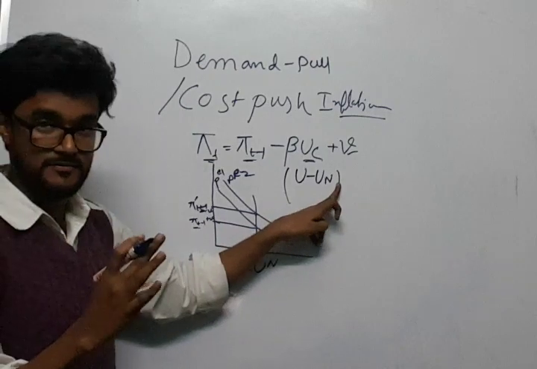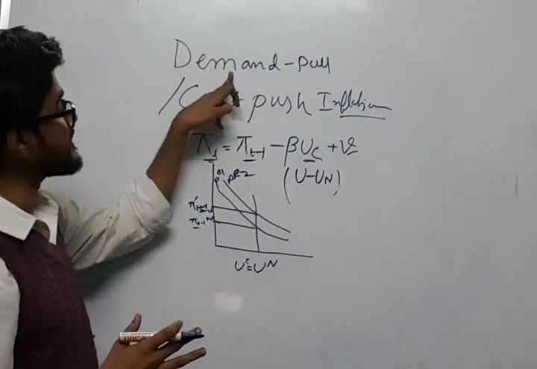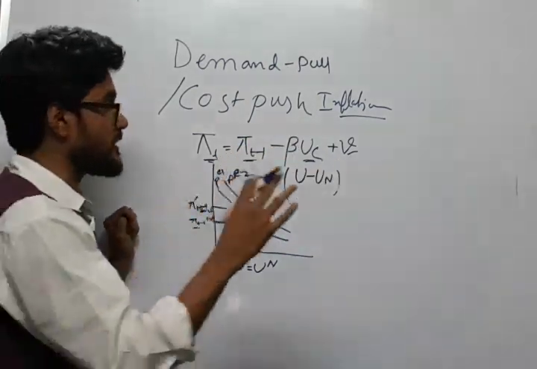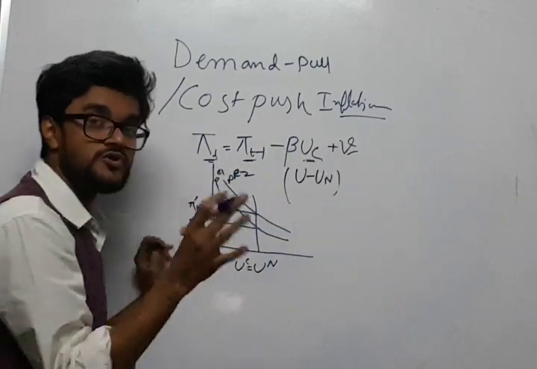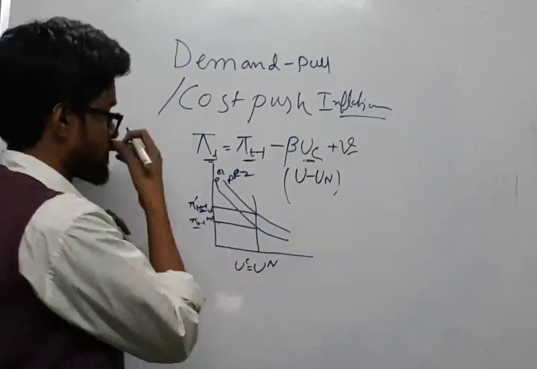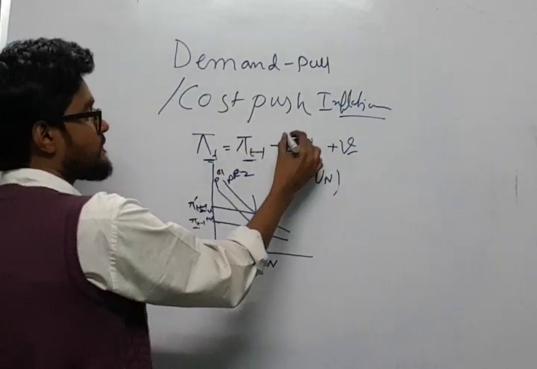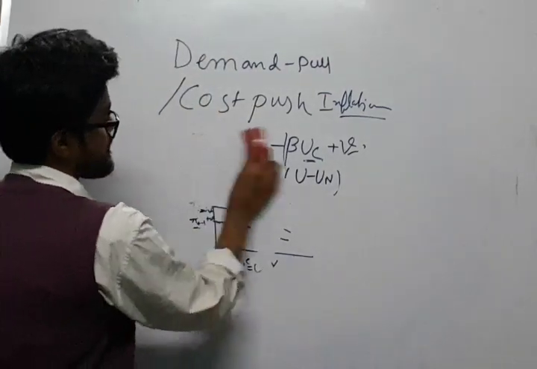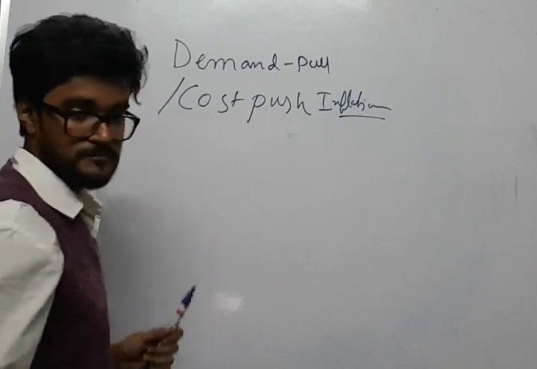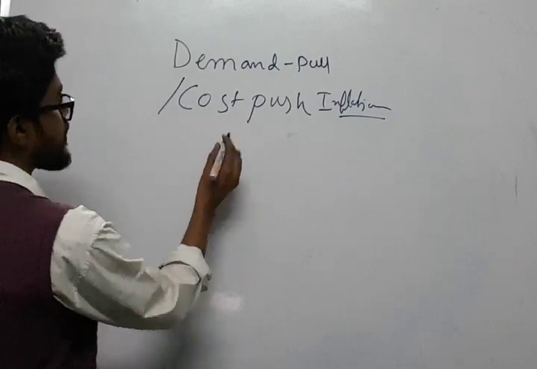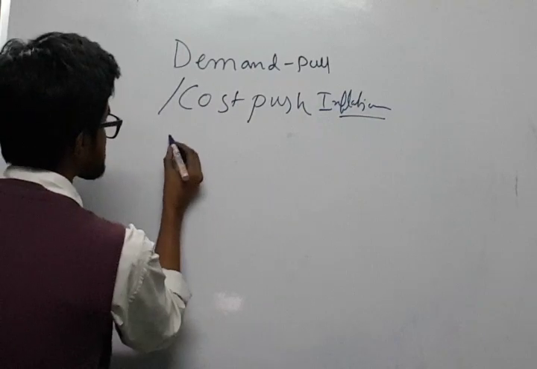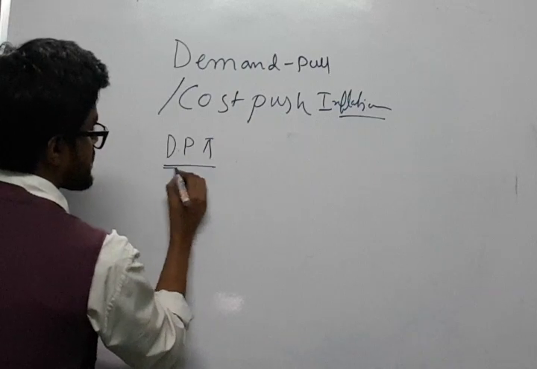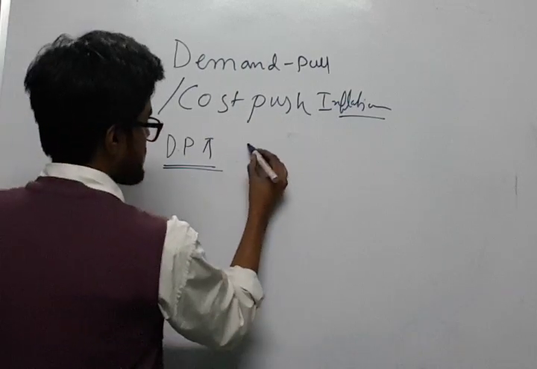They are constant. But while defining demand pull and cost push inflation, what will we do? We will assume they are not constant, rather they are varying. So we'll relax this assumption of them being constant. I'll rewrite the equation so that it will be better for you to understand. Now, for demand pull inflation, what happens? In demand pull inflation, say the equation is like this.